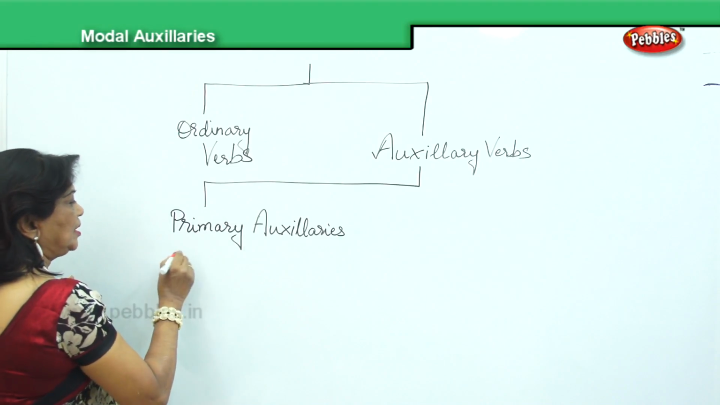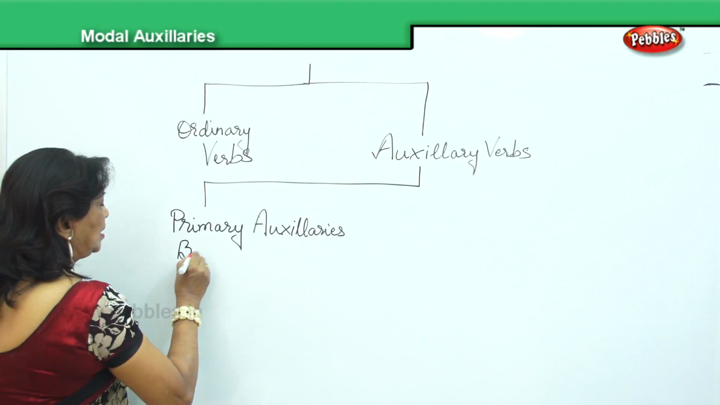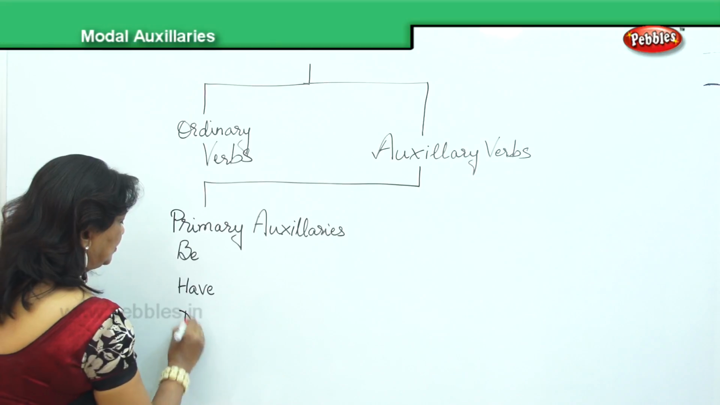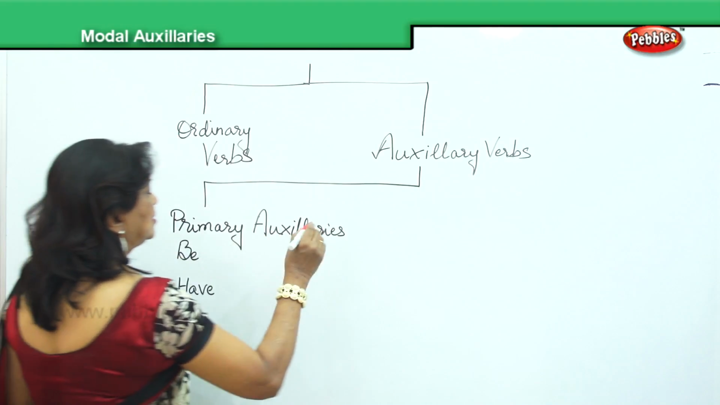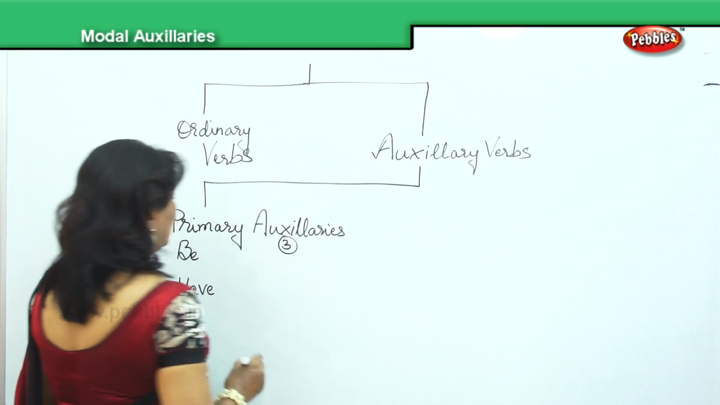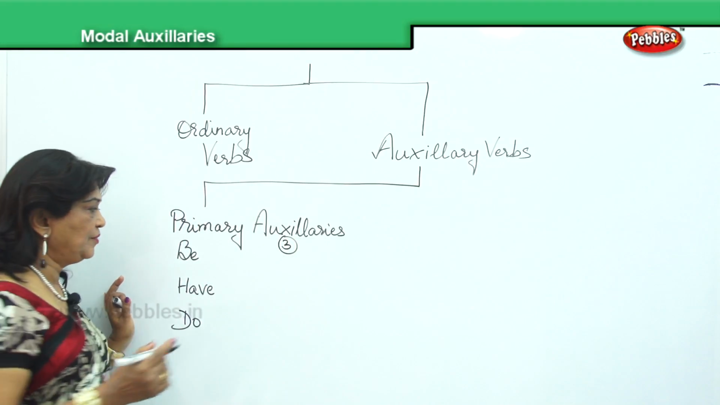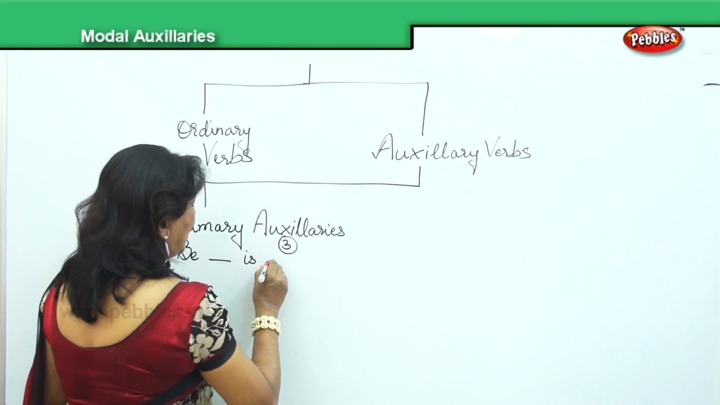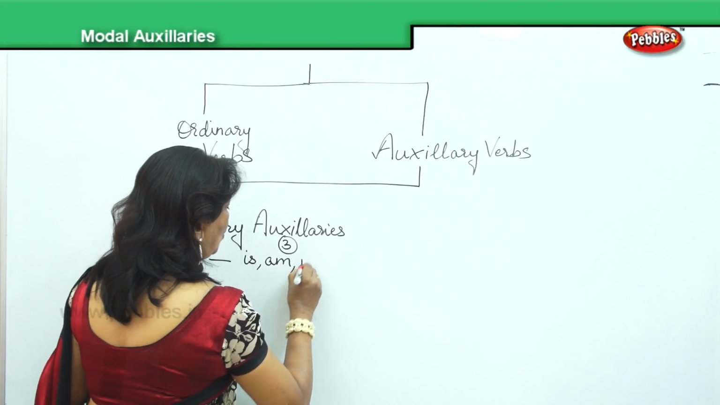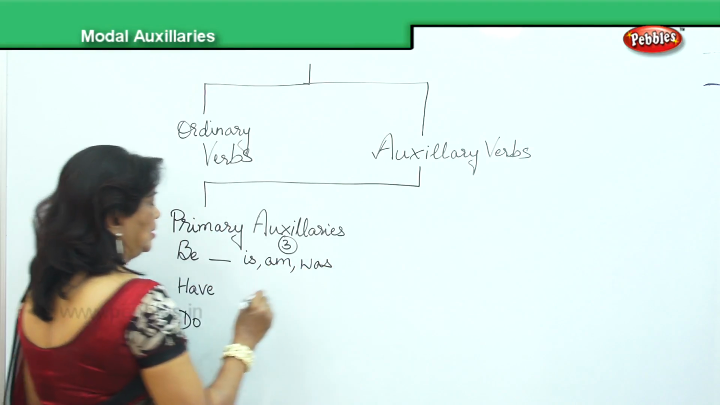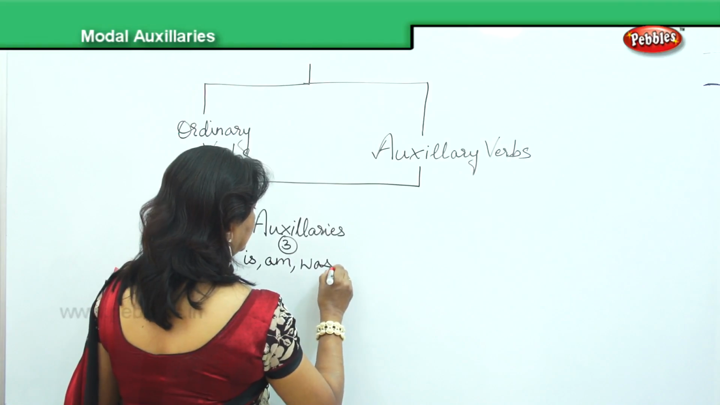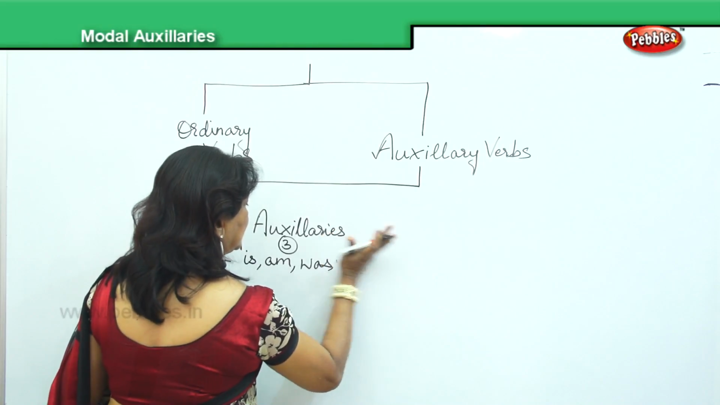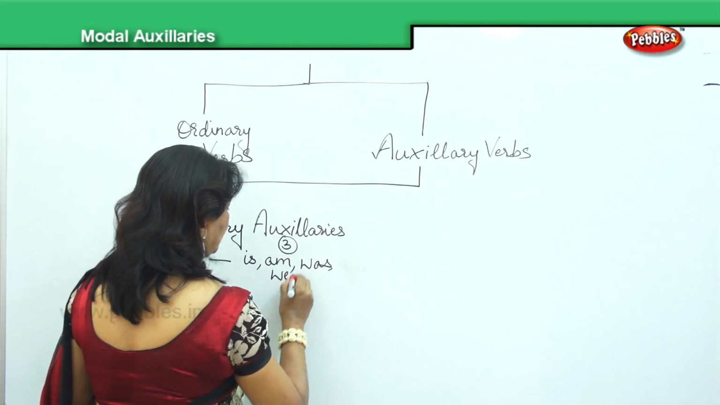These primary auxiliaries are be, have, and do. These are three. Okay. These three are further divided. The be form of verb is: is, am, are, was, and were.